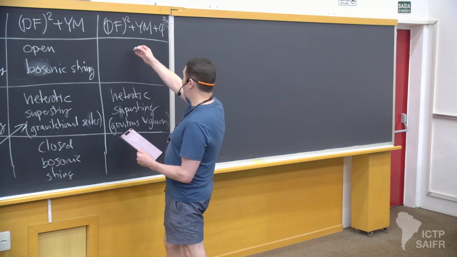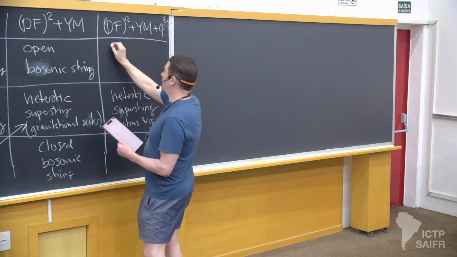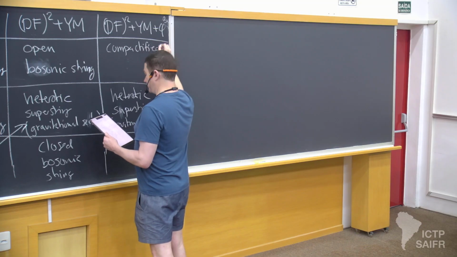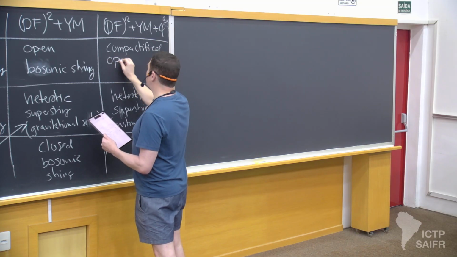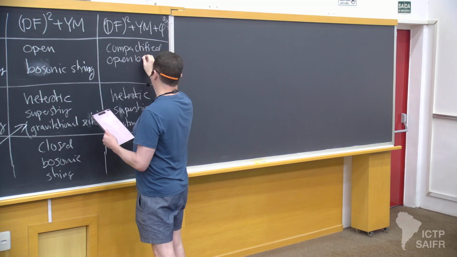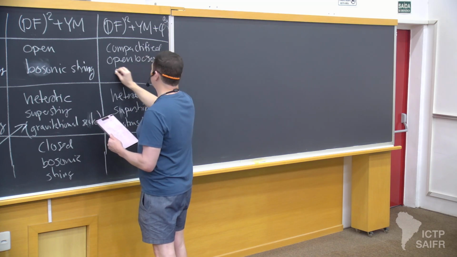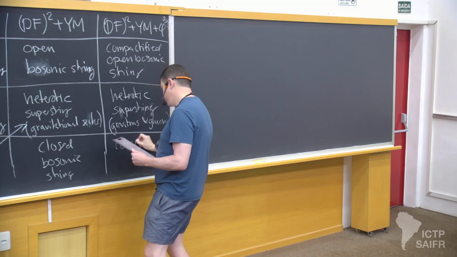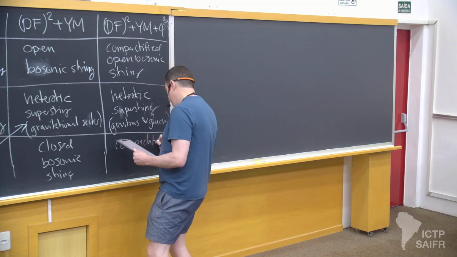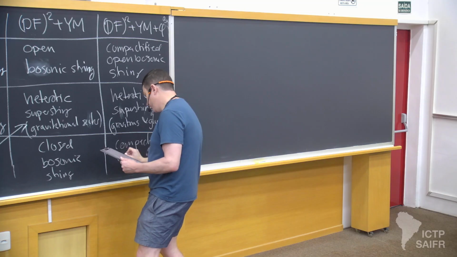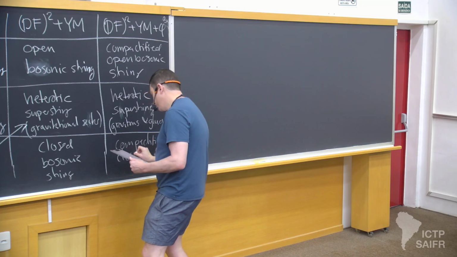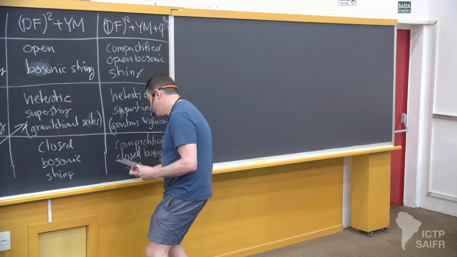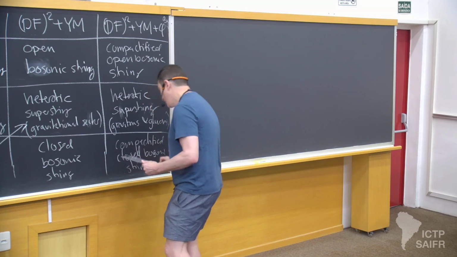And okay, so I didn't say what you're getting here. What you get here is compactified open bosonic string. And likewise here you get compactified closed bosonic string. Sorry for my handwriting.